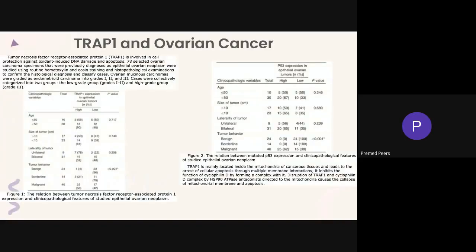So in summary, the passage was talking about a protein called TRAP1 and its involvement in ovarian cancer, as well as its mechanism. So a very short passage, a lot of data. Let's dive into the questions.